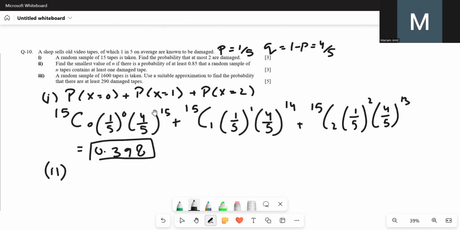Part 2. Find the smallest value of n if there is a probability of at least 0.85 that a random sample of n tapes contains at least one damaged tape. At least one damaged tape means that there could be 1 or 2 or 3 or 4, all the way up to 15. So instead we'll do 1 minus the probability that there is no damaged tape, and this probability is at least 0.85. That means greater than or equal to 0.85. So this becomes 0.15 first.